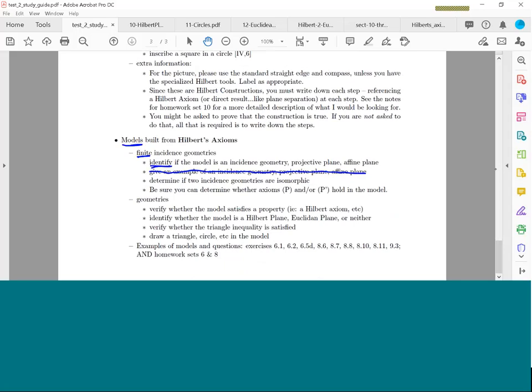You might be asked to determine if two geometries are isomorphic to each other. And remember, isomorphic meant you have two geometries that really are the same geometry, just maybe you relabeled some of the points. So the key thing was, if they're not isomorphic, probably one of them has a different number of points or lines than the other one. If they are isomorphic to each other, you're going to need to provide a map that says point A in geometry 1 really is the same as point blank in geometry 2.